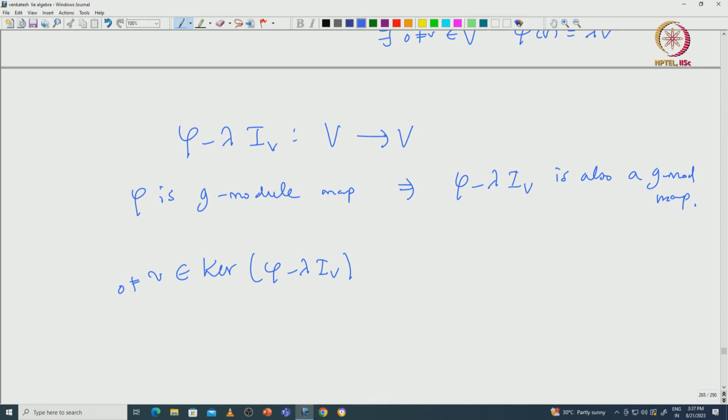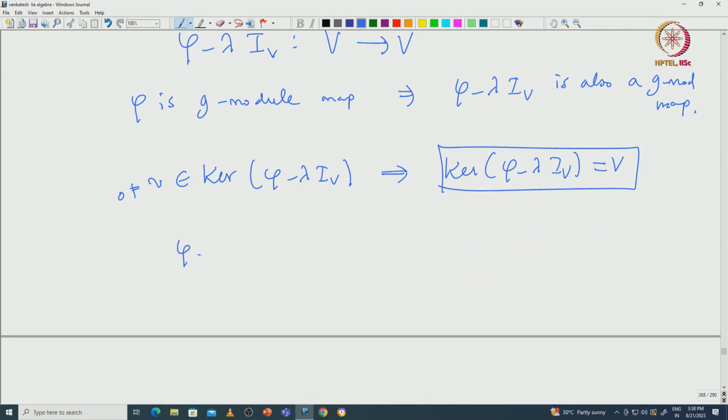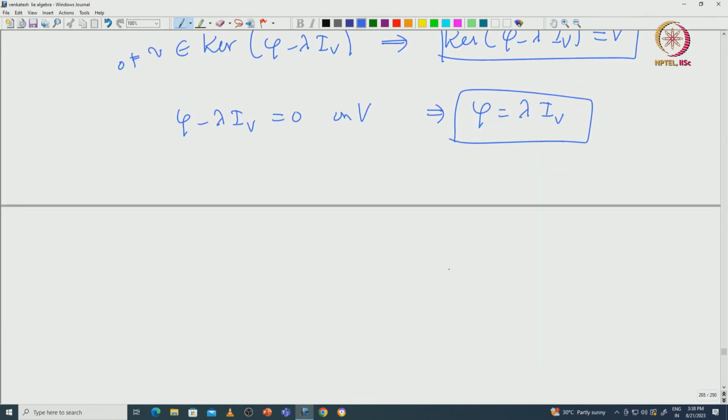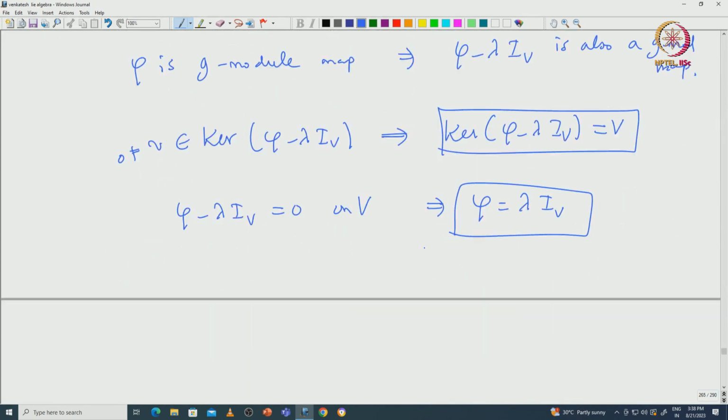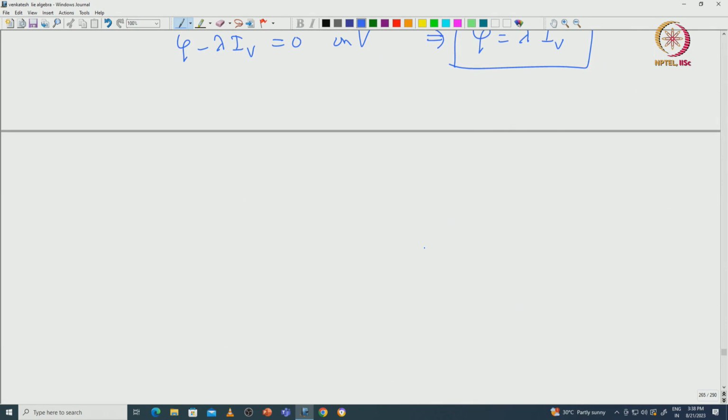But the kernel being non-zero would imply that the kernel of this phi minus lambda identity V, which is a submodule of V, has to be exactly equal to V. So, that forces that phi minus lambda identity V is 0 on capital V. So, that forces that phi must be lambda times identity V. Okay. So, these two analyses put together are called Schur's lemma. So, sometimes the statement 2 is also called Schur's lemma, but I would like to call both of them Schur's lemma. So, what is Schur's lemma?